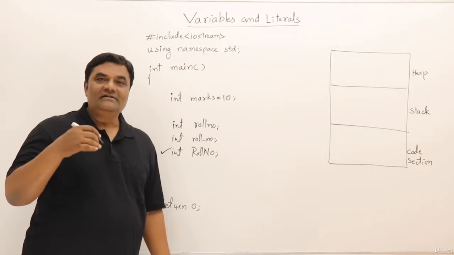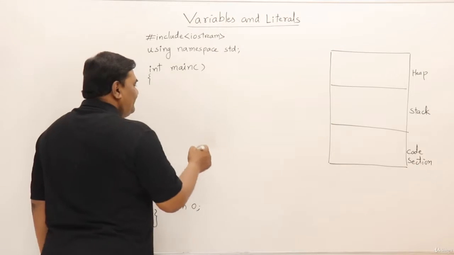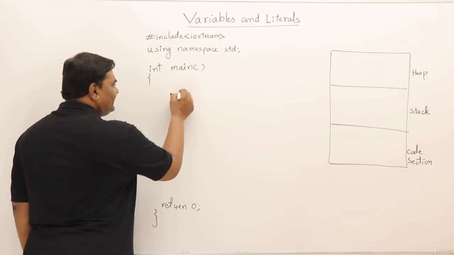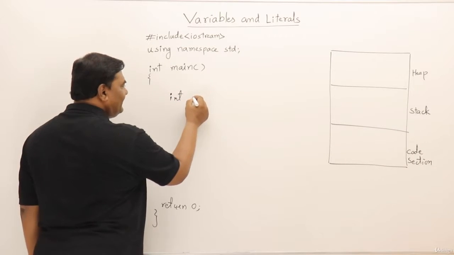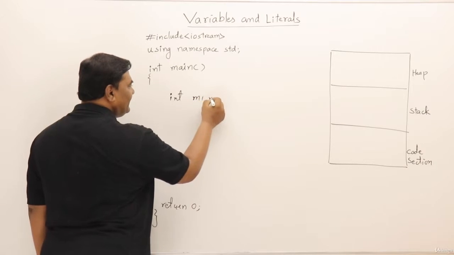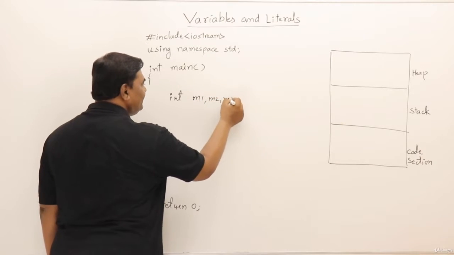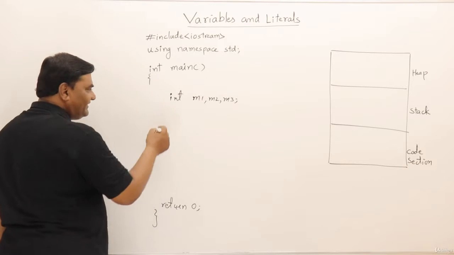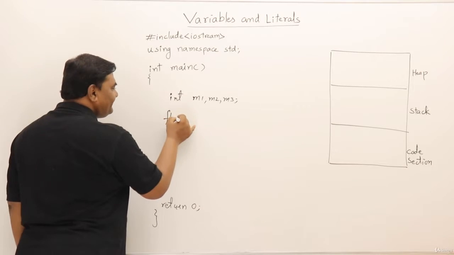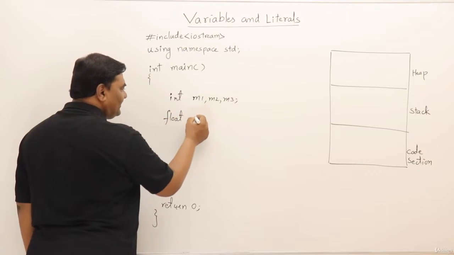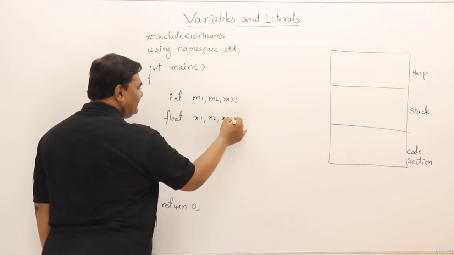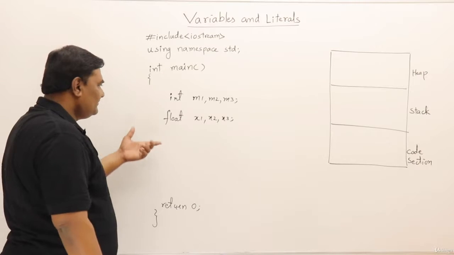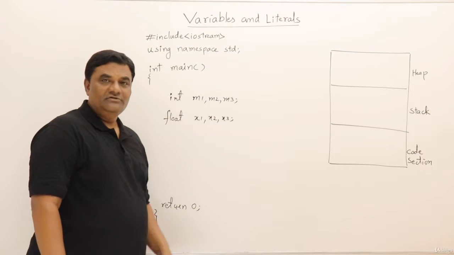Now let us look at declaration. When we declare a variable, it should have its data type, and if I am declaring multiple variables, I can declare them together, m1, m2, m3. These are three variables I can declare at once. And if the data type is float, I should write float, and I can declare multiple variables for any data type. So multiple declarations are also allowed.